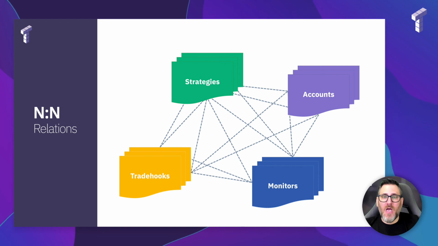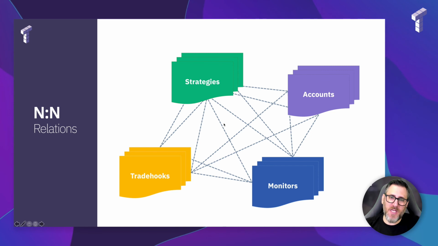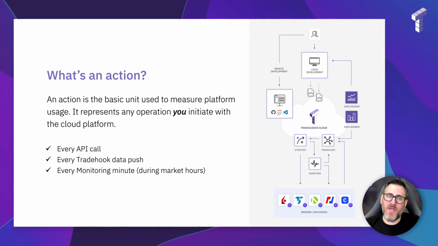All right. There's one last thing that I want to mention, which is what an action is. If we go back one slide, the way that you see all the data flows in and out of these different components, every time that something like this happens, it's an action. This is the basic unit of how we measure your usage on the platform and how we bill you based on. So an action represents any operation that you initiate with our cloud platform. That means anytime that you send an API call, that's going to be an action.